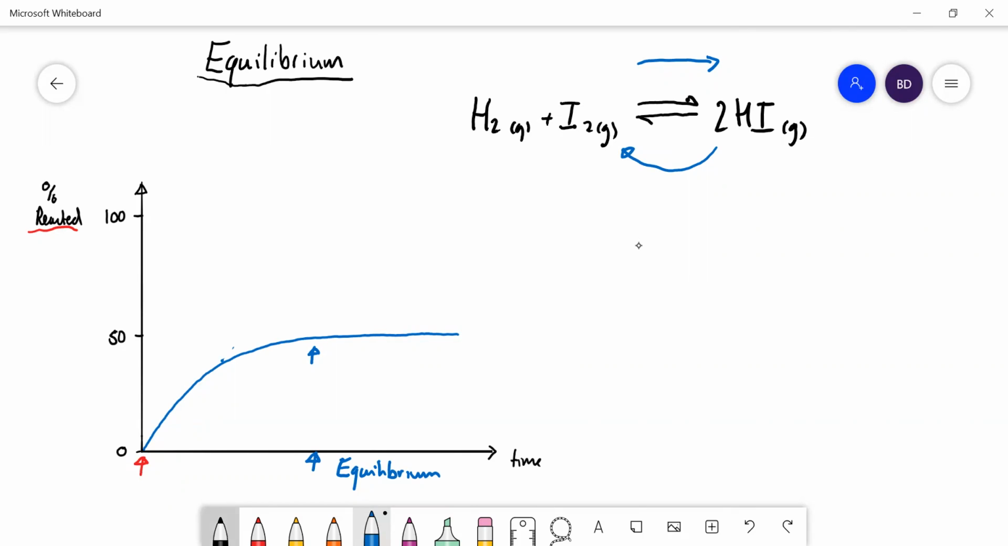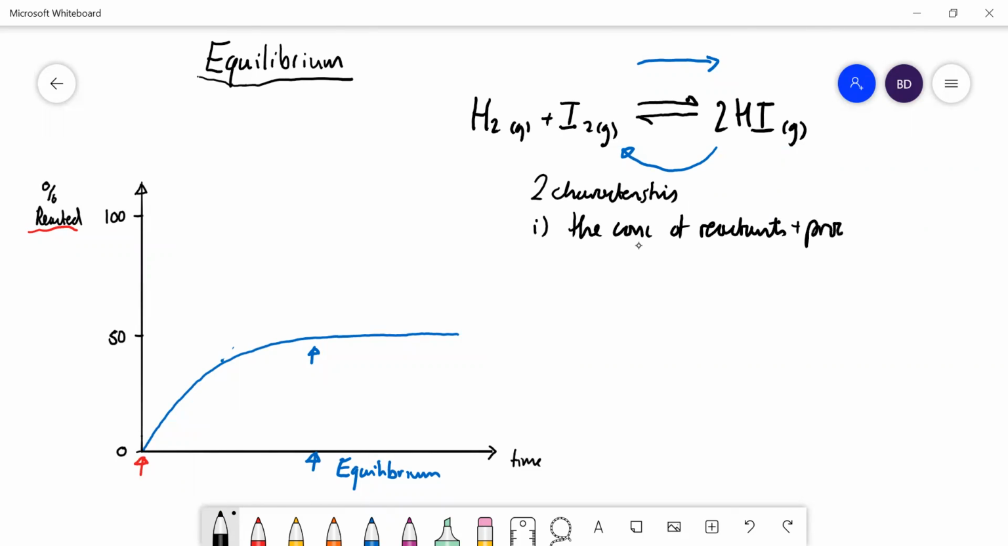So there are 2 characteristics of when you have something at equilibrium, and they quite often ask this. 1, the concentration of reactants and products doesn't change, it stays the same. And secondly, the rate of the forward reaction is equal to the rate of the backward reaction.